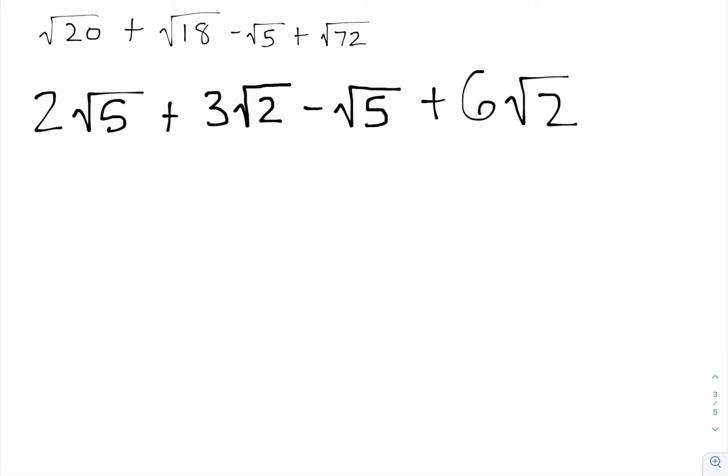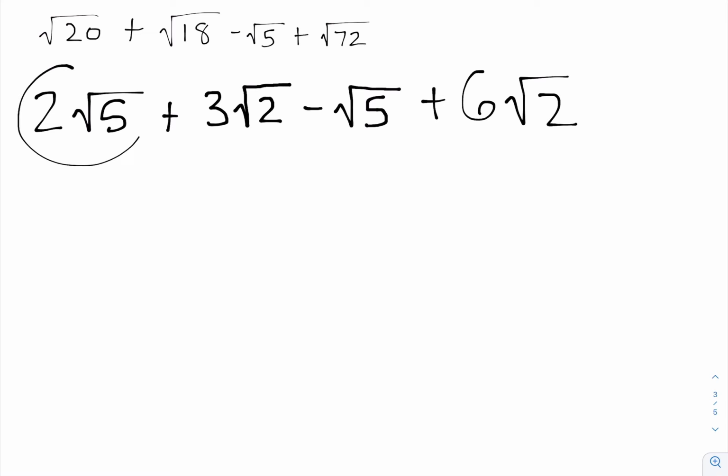root 2. So we can only combine radicals if they're adding or subtracting if the index is the same, which they all are for this example, right? They all have an imaginary 2. And if the radicand is the same. So notice that this is the square root of 5 for these two, and for these two it's the square root of 2. So we can combine the root 5s together.